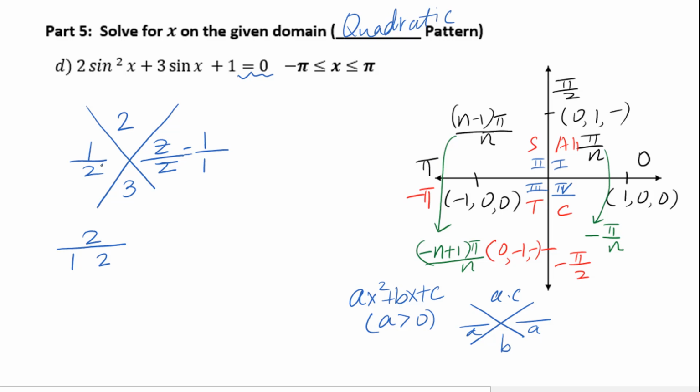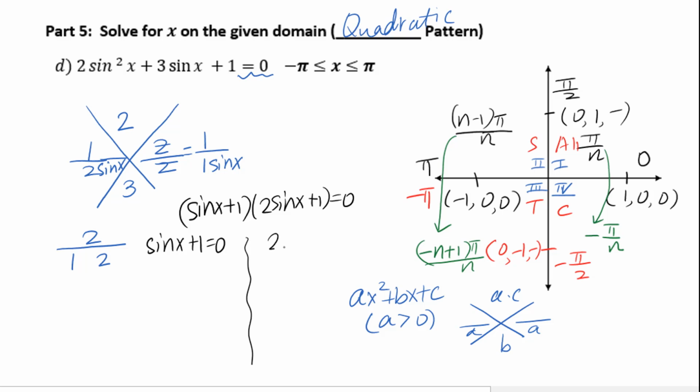The variable this time is not x, it's sin x. So sin x. Then you do bottom up. You will get sin x plus 1 times 2 sin x plus 1 equal to 0. Sin x plus 1 equal to 0, or 2 sin x plus 1 equal to 0. So sin x equals -1.